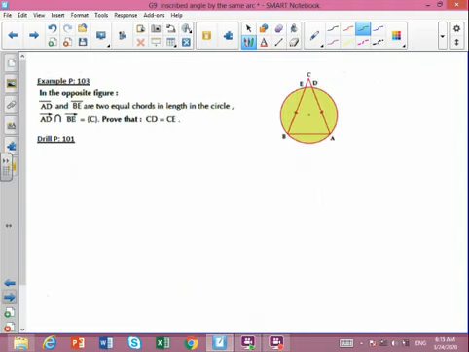Okay. Another example. I have here AD and EB, two chords equal in length in the circle. AD intersects BE at point C, which is outside the circle, and I want to prove this small part, this small one.